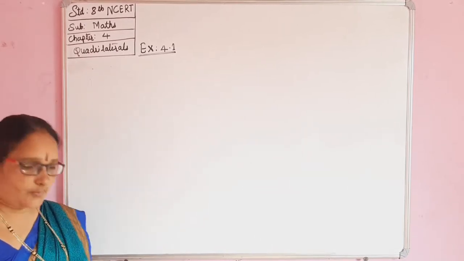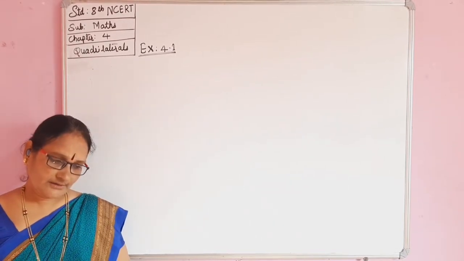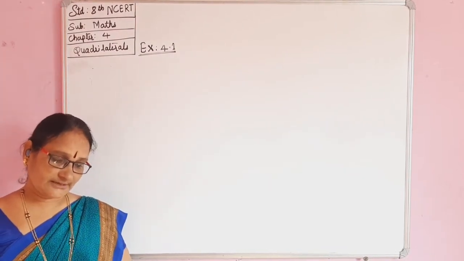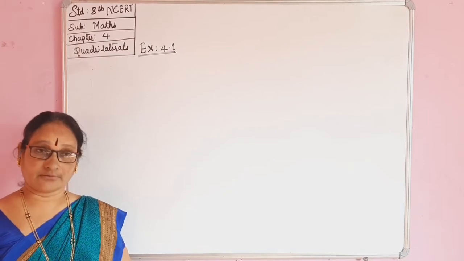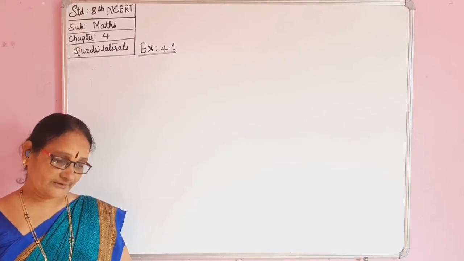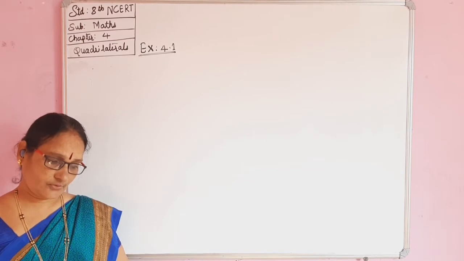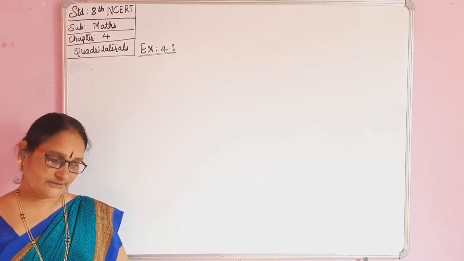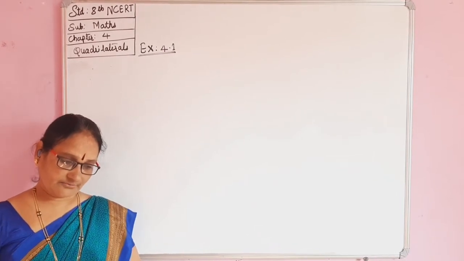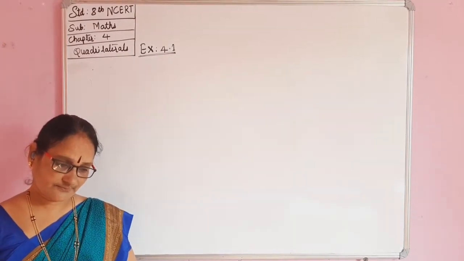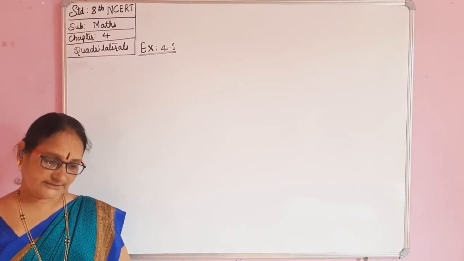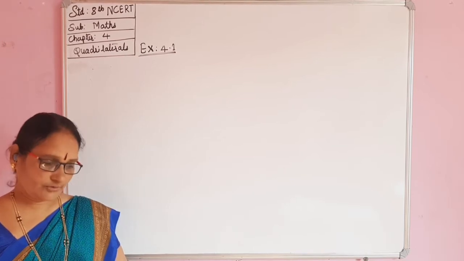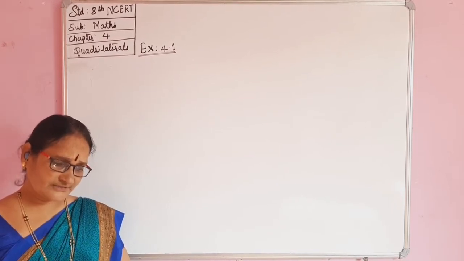See, Exercise 4.1, first question. Given here are some figures. Please, all of you, take your textbook and see the figures. There are 1, 2, 3, 4, 5, 6, 7, 8 figures. In those figures, you already know which are the simple curves, the simple closed curves, the polygons, the convex polygons, and the concave polygons. Now you have to classify them.